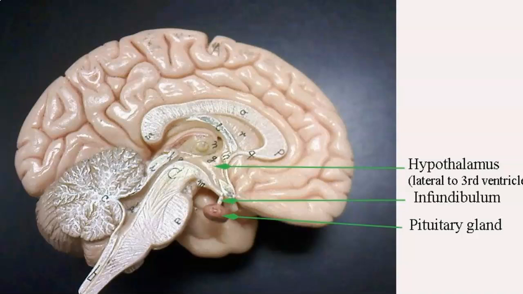It also has endocrine functions, and the hypothalamus actually functions at the highest level of endocrine control. And it does this by integrating the activities of the nervous system and the endocrine system. And it will do this in 3 different ways.